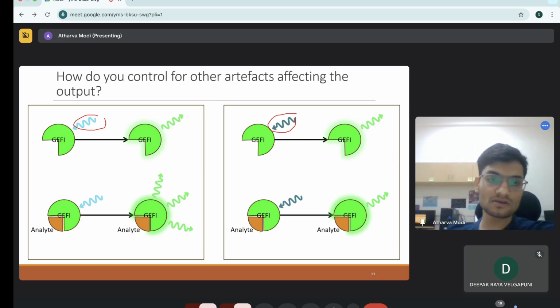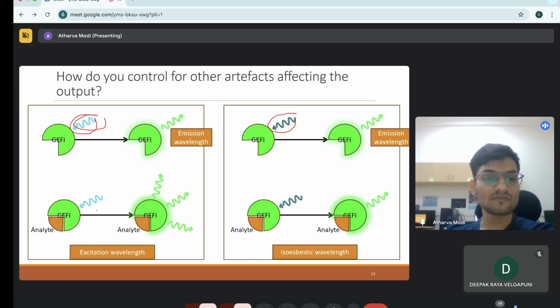Most encoders will have this kind of property, that there is some excitation wavelength here. So this blue one is called excitation wavelength, and this UV one is called isosbestic wavelength. I'm calling them blue and UV. They may not necessarily be blue and UV for all the different kinds of sensors. And this green one is called emission wavelength.